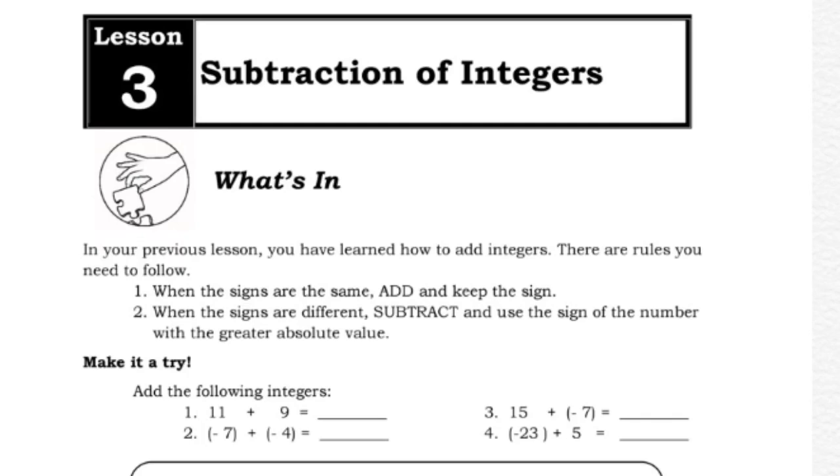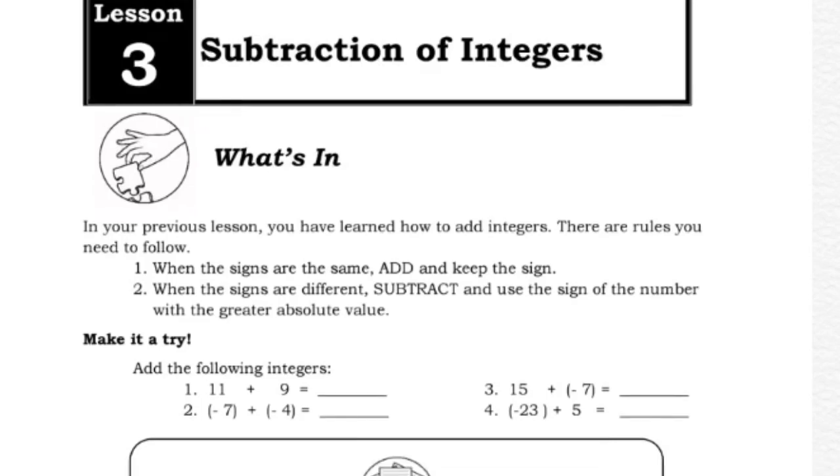So in your previous lesson, you have learned how to add integers. So there are rules you need to follow. 1. When the signs are the same, add and keep the sign. 2. When the signs are different, subtract and use the sign of the number with a greater absolute value. So make it a try. Add the following integers. So there are 4 numbers, so kindly answer. So this is just a sort of review.